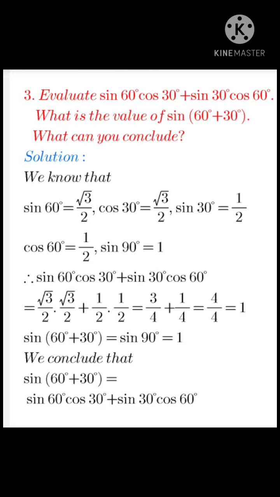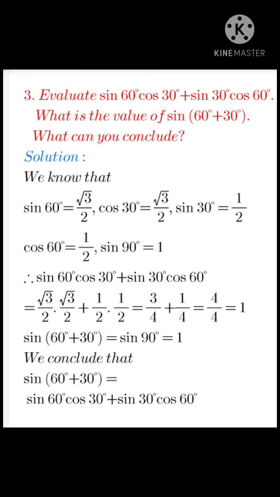Now write the LHS. What is that LHS? Given question, that is sine 60 cos 30 plus sine 30 cos 60, that is equal to root 3 by 2 into root 3 by 2 plus 1 by 2 into 1 by 2. That is equal to 3 by 4 plus 1 by 4, so we can write (3 plus 1) by 4, that is 4 by 4, it is equal to 1. Next, he also given sine of (60 plus 30), that is equal to sine of 60 plus 30 is 90, no? So we can write that as sine 90, and that is equal to 1.